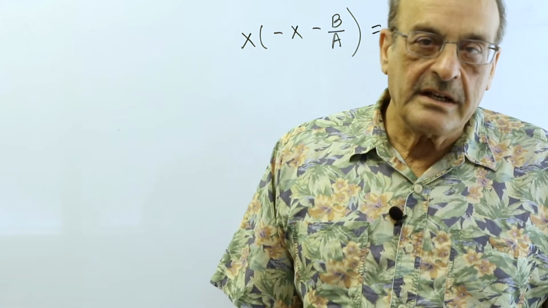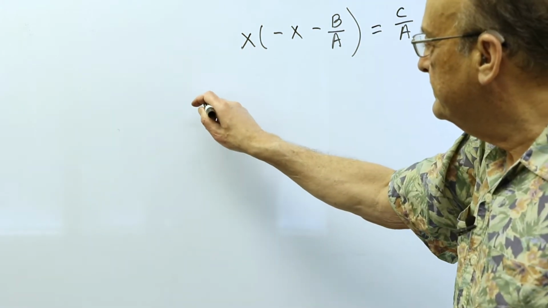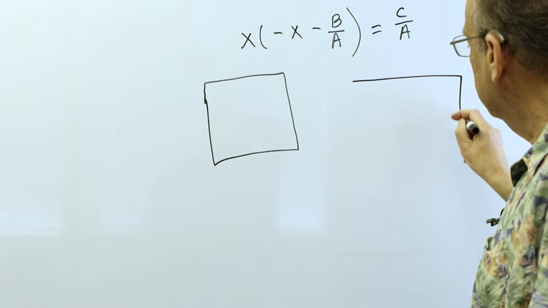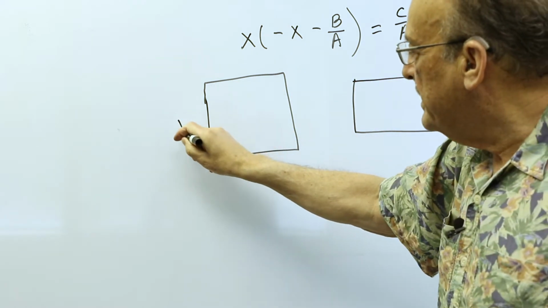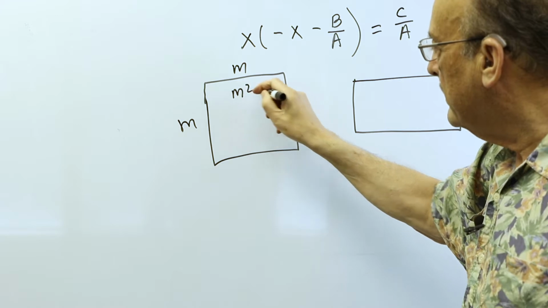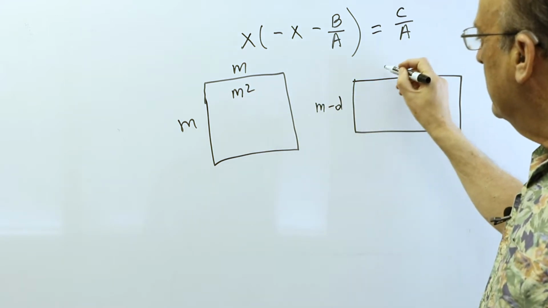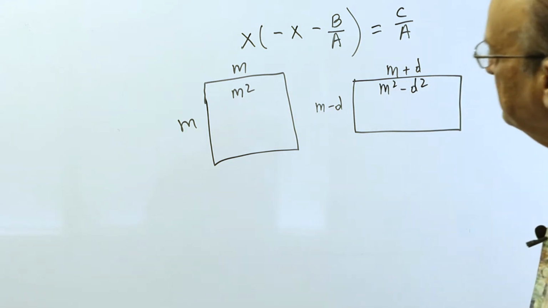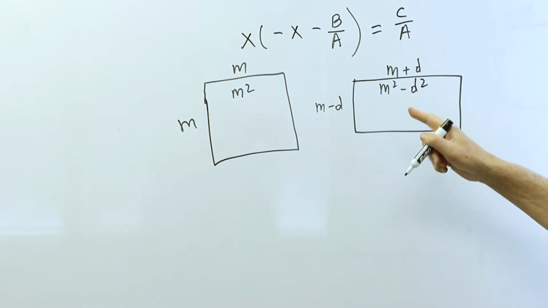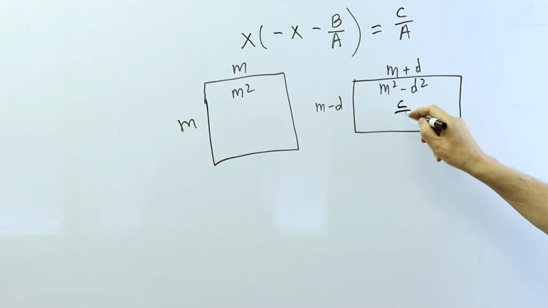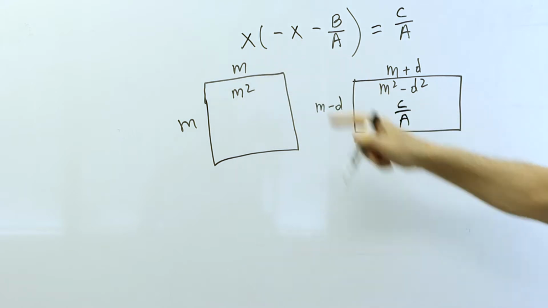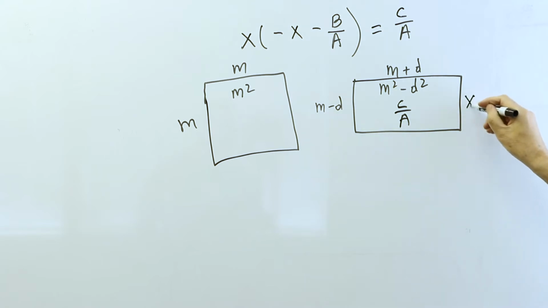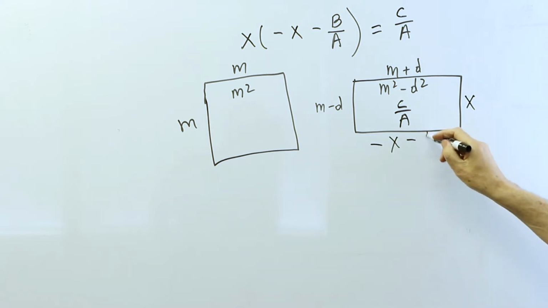So now we're going to draw our square and a rectangle of the same perimeter. And label this m, and m squared. Label this m minus d, m plus d, m squared minus d squared, and the area is c over a. And this will be our two sides of a rectangle. I can choose to put the x here or here, but I'll put it here. And the other side is negative x minus b over a.